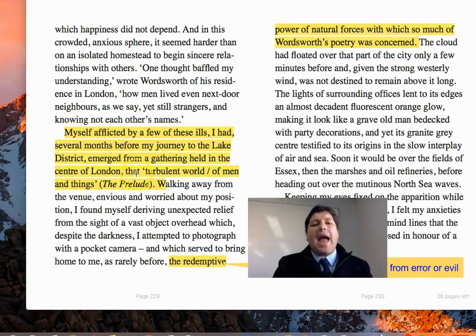The redemptive power of natural forces with which so much of Wordsworth's poetry is concerned. So Wordsworth was concerned with the fact that the natural environment can have that elusive, redemptive quality, whilst also presenting an environment that has a difficult relationship with ourselves. We must therefore pursue one and ignore the other.